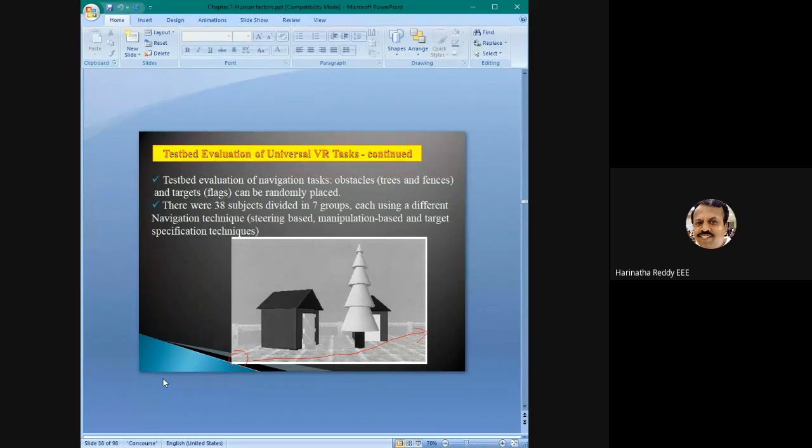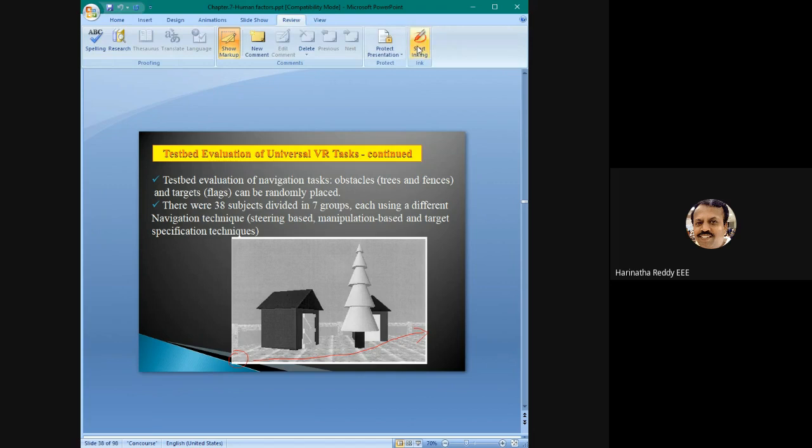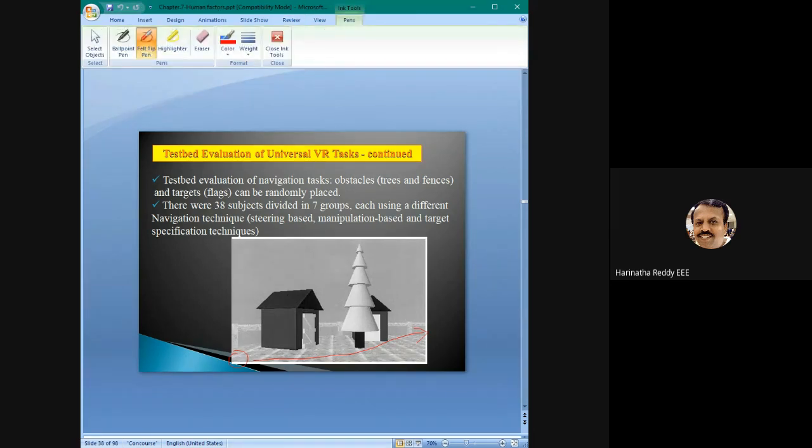For this example, some obstacles may be included. Obstacles means while you are moving in the virtual world, you may get a house, you may get a tree, or sometimes you may get a fencing. The fencing is also shown here. Please observe, this is the fencing. So these are the different obstacles that are randomly placed in our path.